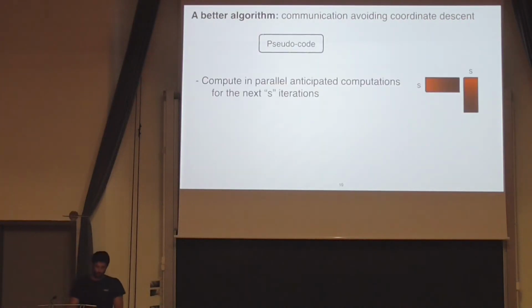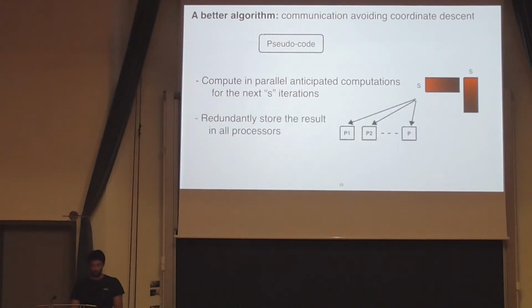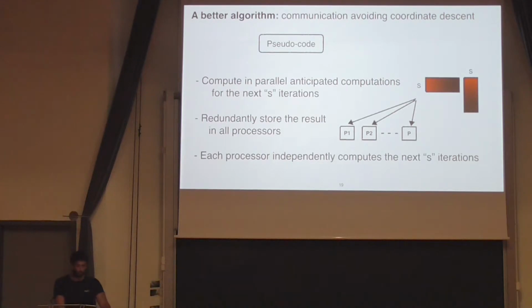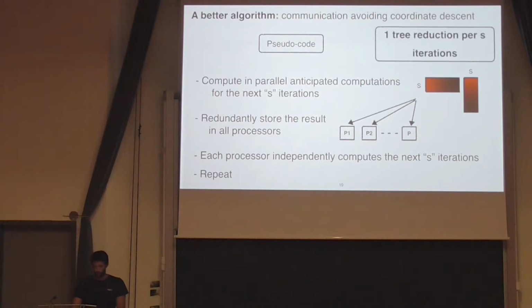So what is a better algorithm? We know a priori the coordinates that are going to be selected, right? Because we can initialize all the processors with the same seed, and all processors can select the same coordinates. So we know a priori which coordinates are going to be selected. We can compute the corresponding inner products in parallel and then distribute the result to all processors. And now all processors have the necessary information in order to compute S iterations without communication. And then we repeat the process, and that costs one tree reduction per S iterations.